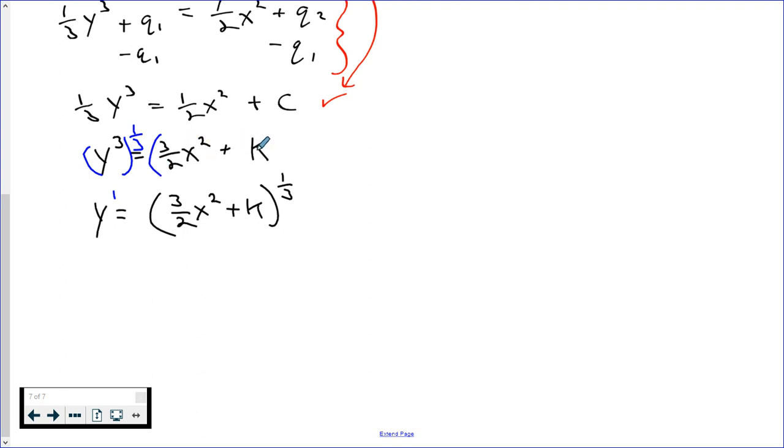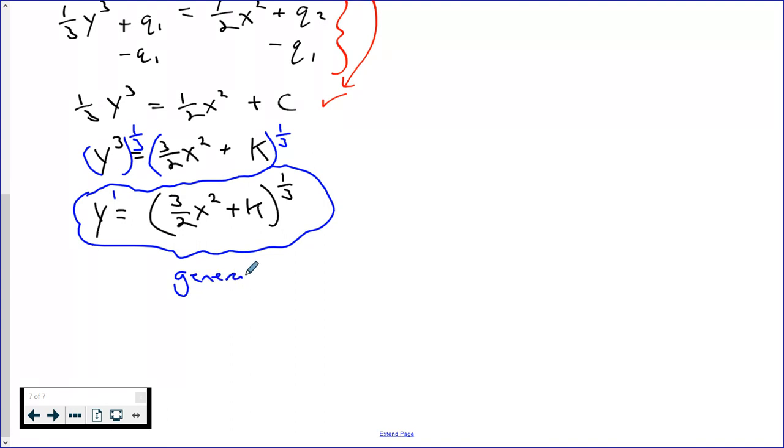And then you can't raise each one individually. Math doesn't work like that. You got to raise the entire side to the 1/3. And this is what you get. So now what is this? And this is real important. This is your general solution. You basically solved for y. So this is your general solution, y equals f of x, all right?